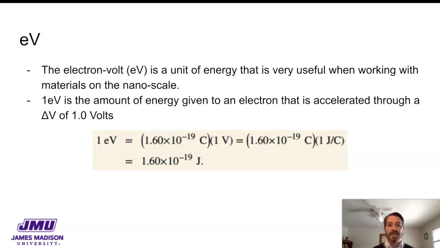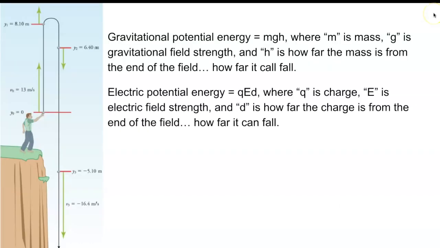1 electron volt is 1.60 times 10 to the minus 19th joules. So I think the hardest part about electron volts is knowing that it's a unit of energy. Once you know that it's a unit of energy, then being able to convert back and forth between electron volts and joules is just like any other unit conversion. Not a big deal. All right, before we get into doing some example problems together, I want to try to clarify a little bit about this potential energy situation.